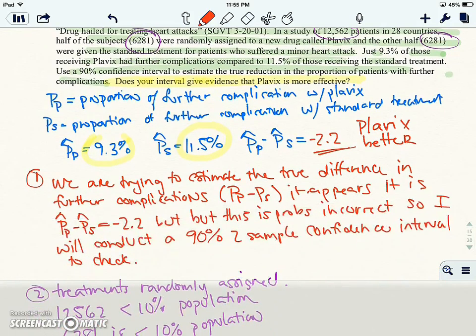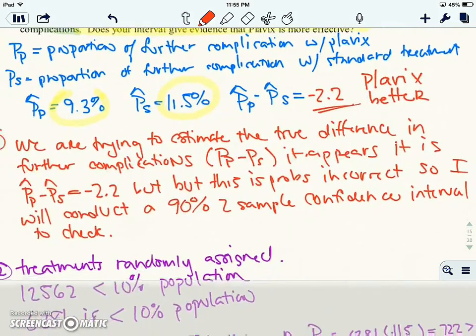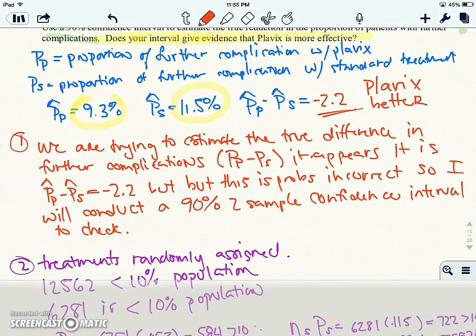So step number 1, we are trying to estimate the true difference in further complications. It appears that it is negative 2.2, but this is probably incorrect, so I will conduct a 90% 2-sample z confidence interval to check. Probably incorrect because our likelihood of getting it right with a point estimate is teeny tiny.